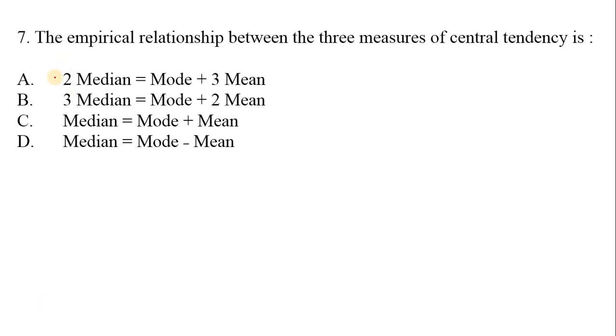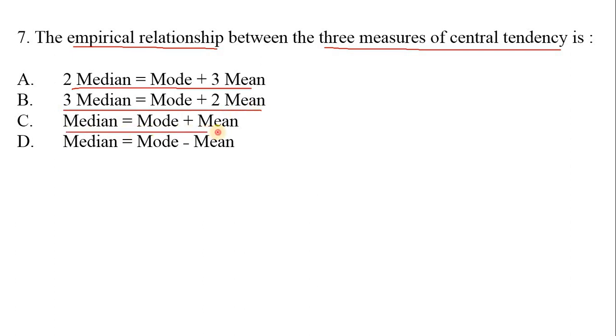A very important one, this. The empirical relationship between three measures of central tendency is. First one, 2 median is equal to mode plus 3 mean. Second one, 3 median is equal to mode plus 2 mean. Third one, median is equal to mode plus mean. Fourth, median is equal to mode minus mean.